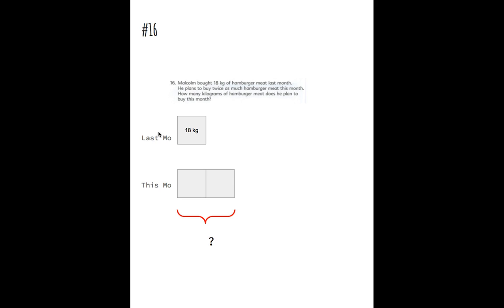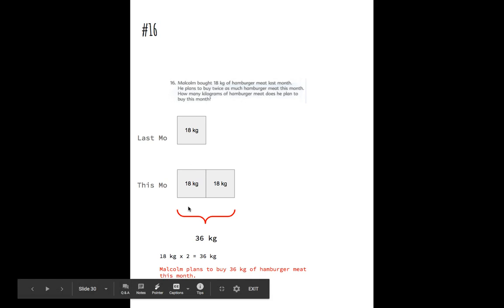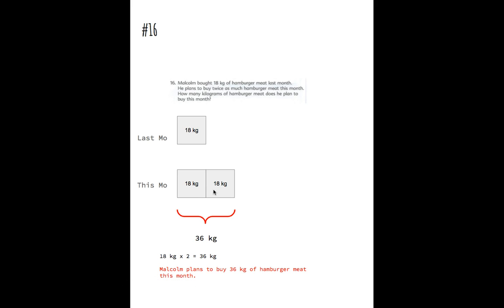Well, now you're comparing from last month to this month. We know the unit is 18 kilograms of hamburger meat last month. So for this month, they're saying he's going to buy twice as much hamburger meat. So you need 2 units. Remember, your units need to be equal. So when we do this, we know we're going to get a bigger number because he's planning to buy twice as much hamburger meat this month. So you're taking 18 kilograms times 2 to get 36 kilograms.